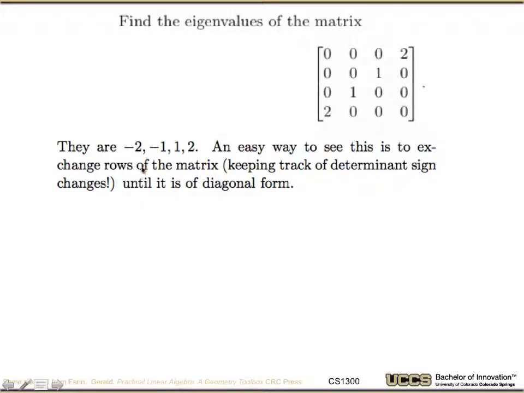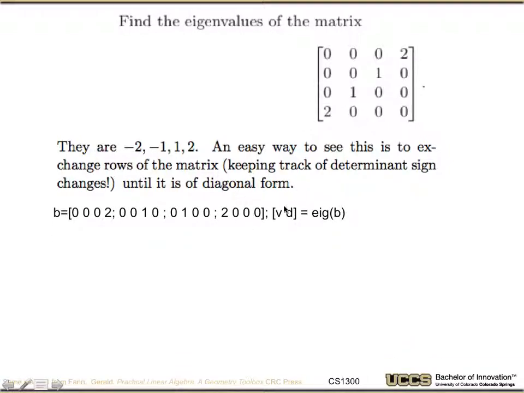So in this case, the eigenvalues are -2, -1, 1, and 2. You can do this, but you have to do row exchanges. I have to exchange the top row and the bottom row and exchange the middle two rows. And then I have to keep track of, as I exchange rows, row exchanges change the signs of eigenvalues. So you have to be careful what's going on with those.